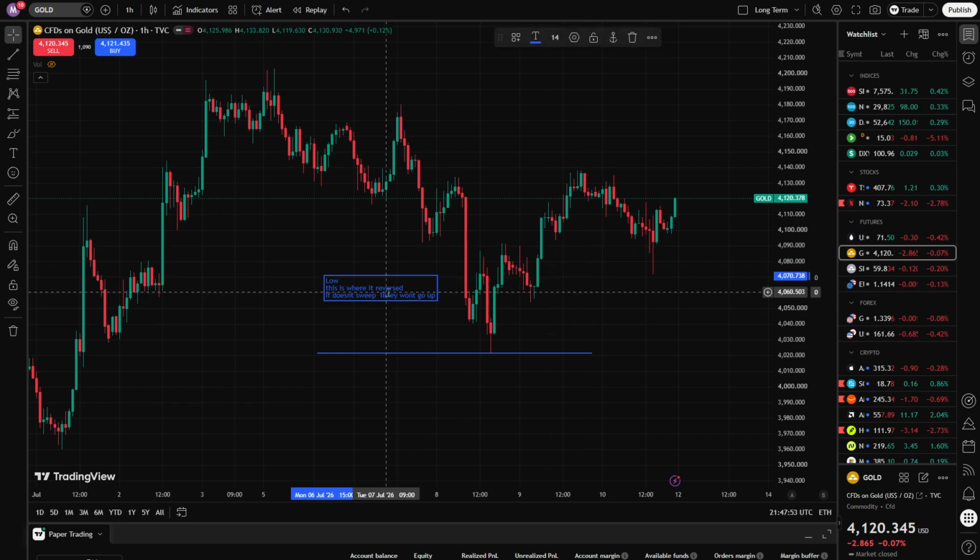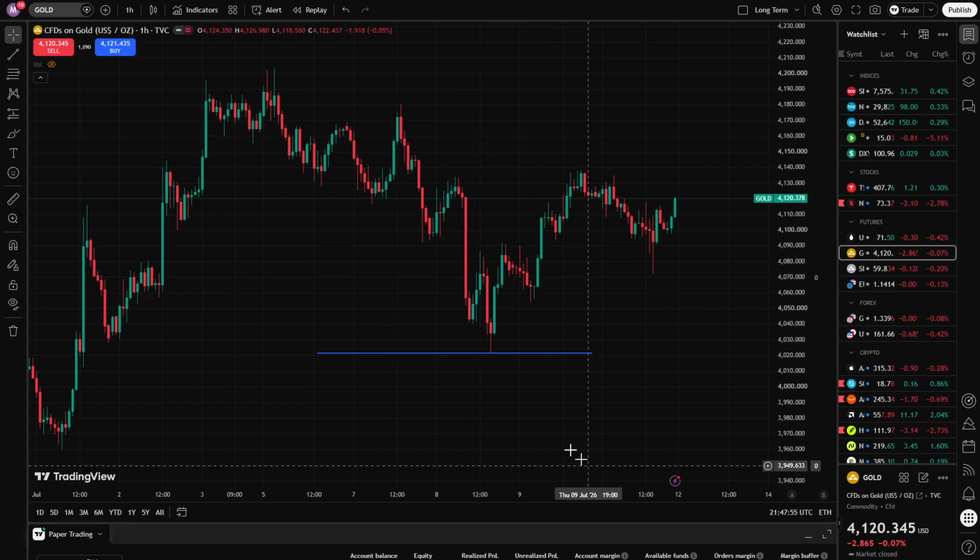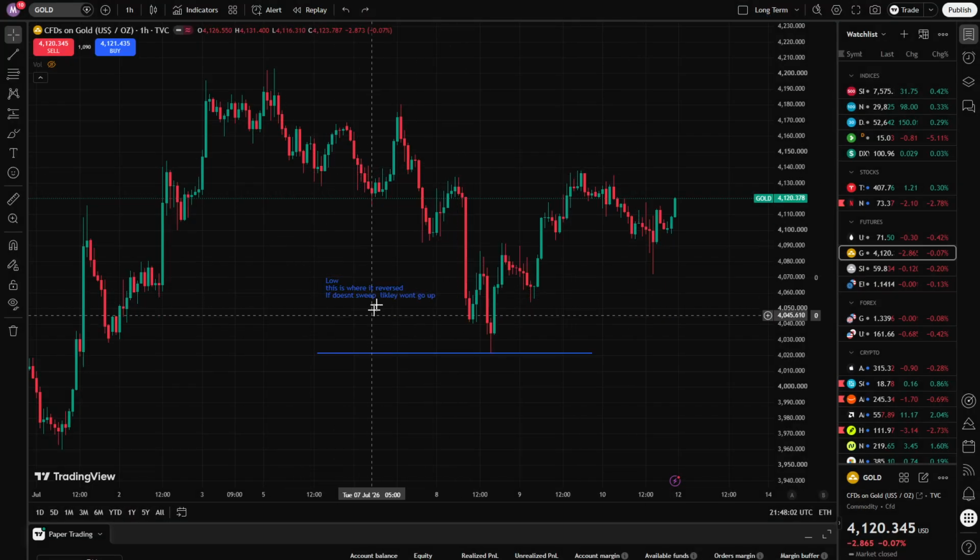So that's pretty much the basics of candlesticks, and that's how you can apply them. You see a low, you take a price action, and then you bring it back. Take a low, this is where it reversed. If it doesn't sweep, it would likely go up. If it does sweep, then fair value gap, down to down. Don't get nervous here. Down, down, down, and then up. Boom. That's how you make your money.